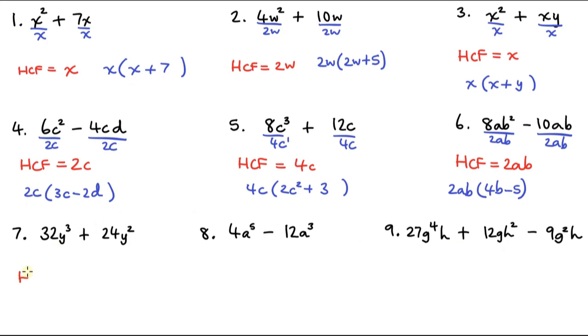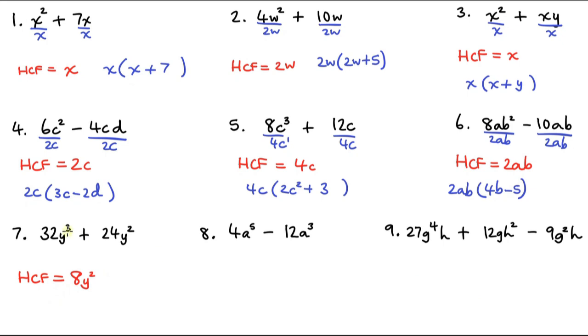So what is the highest common factor of these two terms? And again, let's think about the numbers first. The highest common factor of 32 and 24, I think that's going to be 8. If I'm correct. Yep, you can't factor out anything greater than 8. And then the y terms, we've got y cubed and y squared. So we can factor out a y squared from both terms.